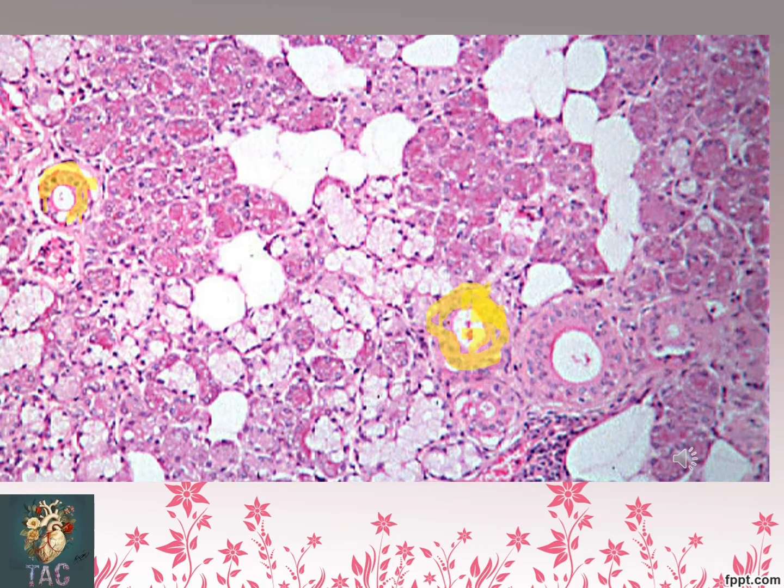This is also another duct. These are the ducts which are present in the salivary gland, and here also you can see the stratified cuboidal epithelium. So these two ducts show the stratified cuboidal epithelium, and this smaller duct shows you the simple cuboidal epithelium.